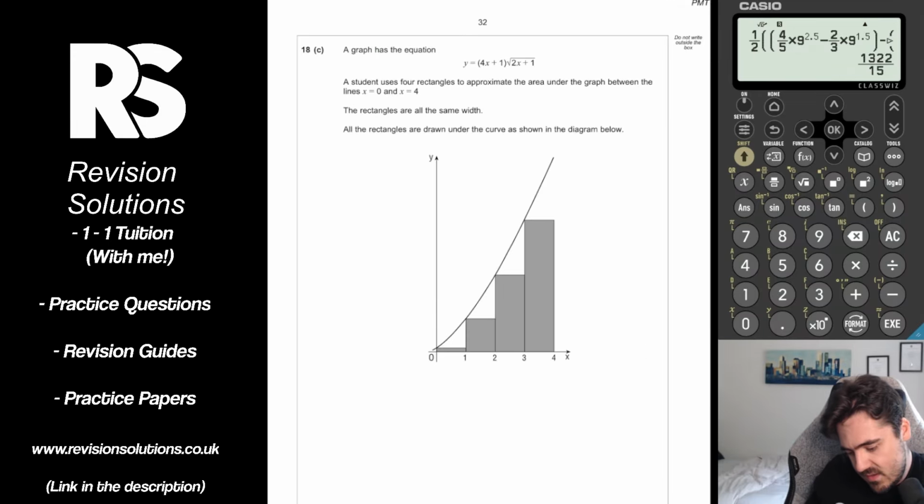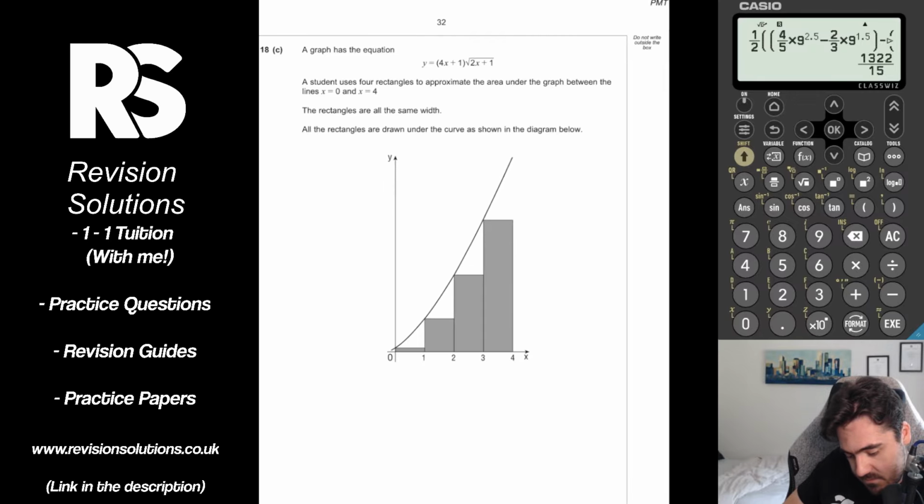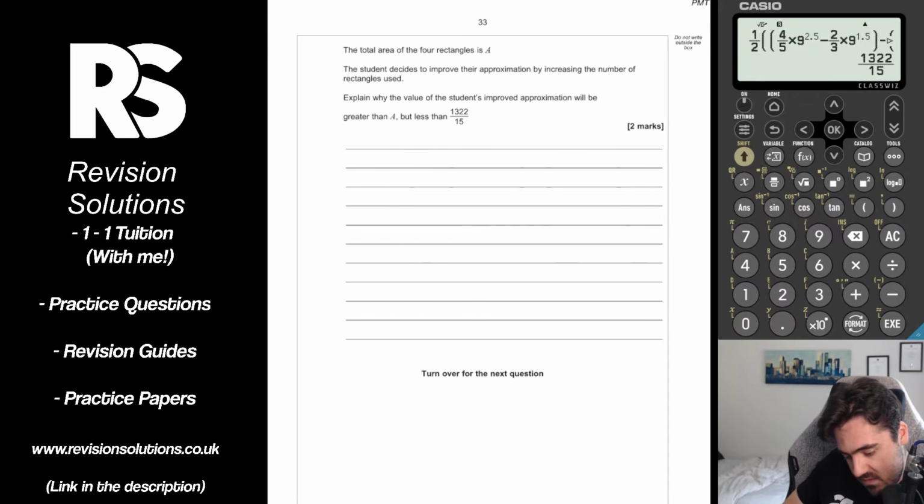Continuing on to part C, it's now given us the equation we were actually integrating earlier, and says a student uses 4 rectangles to approximate the area under the graph between lines x equals 0 and x equals 4. So he's trying to estimate the integral we did a minute ago, essentially. He said the total area of the 4 rectangles is A, and the student decides to improve their approximation by increasing the number of rectangles. Explain why the value of the student's improved approximation will be greater than A.